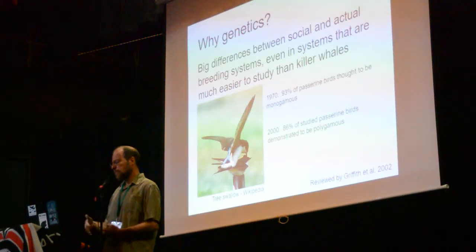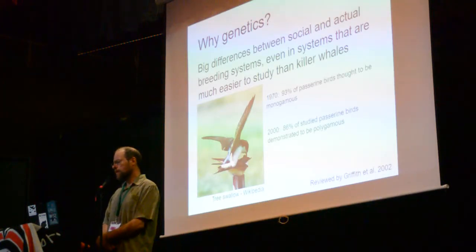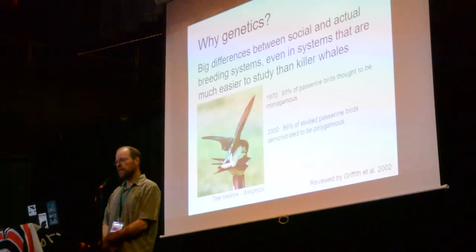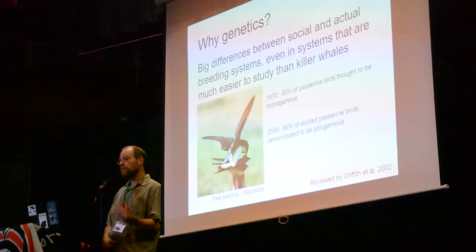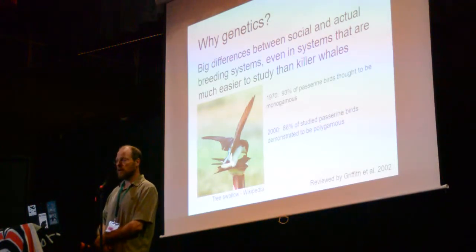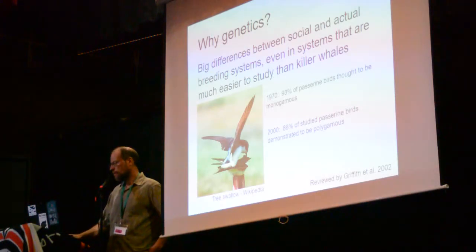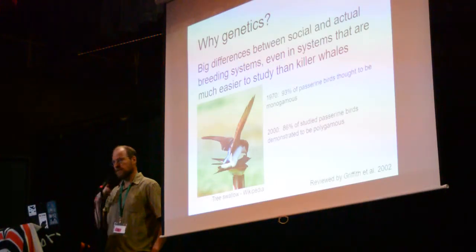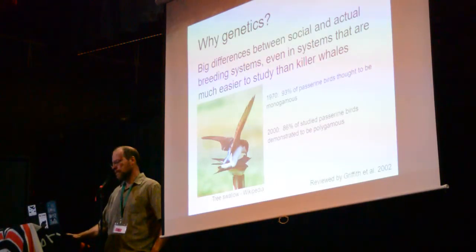But over this time period, when DNA sequencing became available and scientists could actually study the transmission of genes in these birds and figure out who the dads were, it turns out that they're not monogamous at all. Most passerine birds are in fact polygamous, and the social dad who's on the nest is not the only dad of the chicks in that nest.